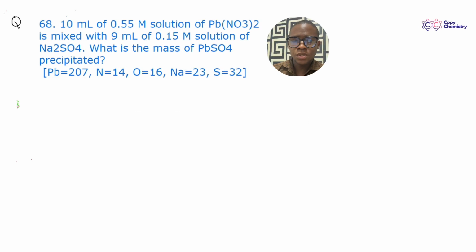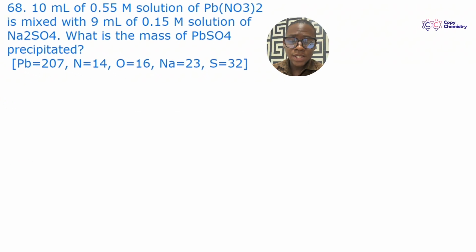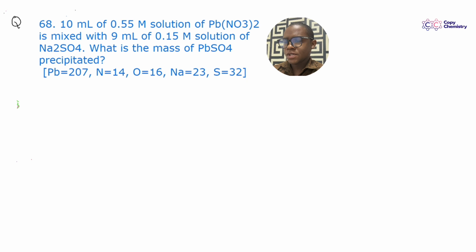Even this question is not difficult. 68. 10 ml of 0.55 molar solution of lead nitrate is mixed with 9 ml of 0.15 molar solution of sodium sulfate. What is the mass of lead sulfate precipitated? Okay, so how do you approach this question?